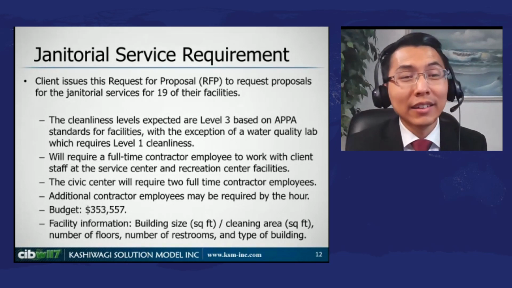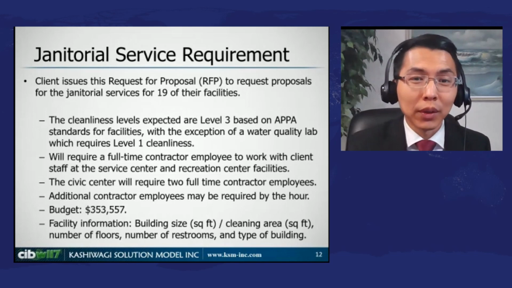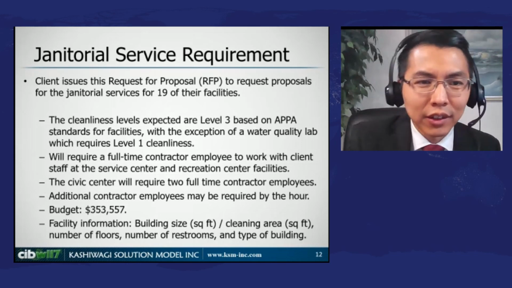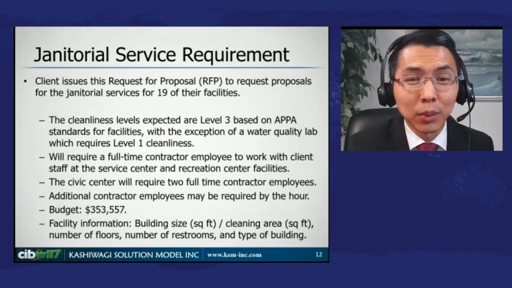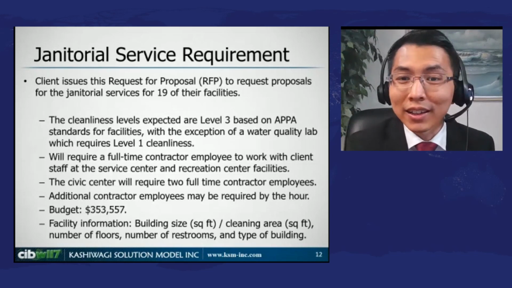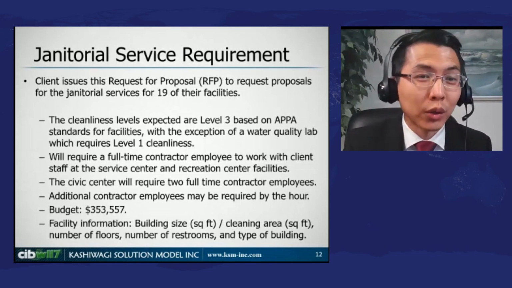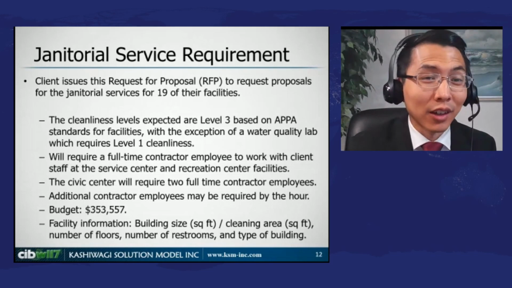And now they had a lot of technical information that they needed to give them scope of what they were cleaning. So with this, if you look at the last item here, they gave facility information. So for each of these 19 buildings, they gave the building size, the cleaning area, the number of floors, number of restrooms, and the type of building, what it was used for. And they gave this as an attachment, as an Excel file.